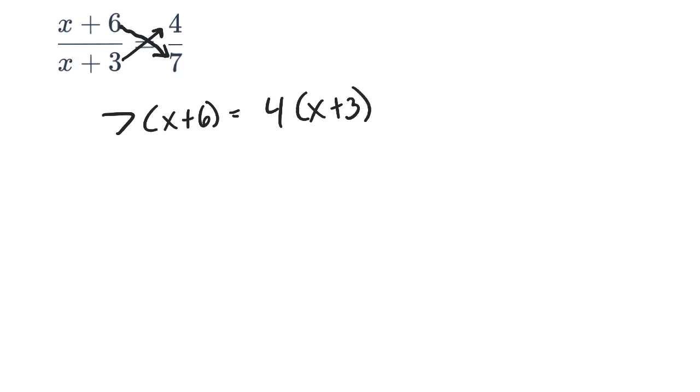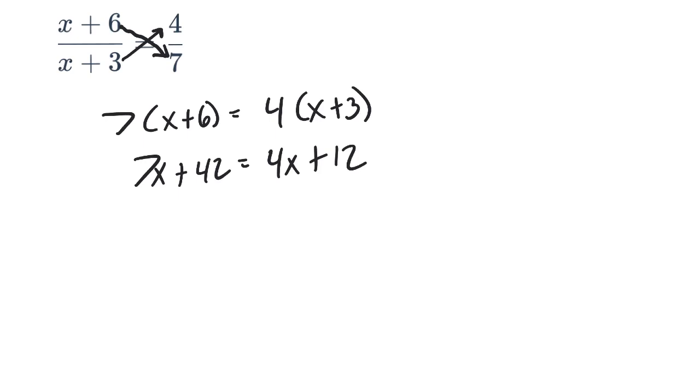Okay, and at this point you can distribute and solve for x. It's not really all that difficult. 7 times x is 7x. 7 times 6 is 42. 4 times x is 4x. 4 times 3 is 12. And there you go. So now we can solve for the x.